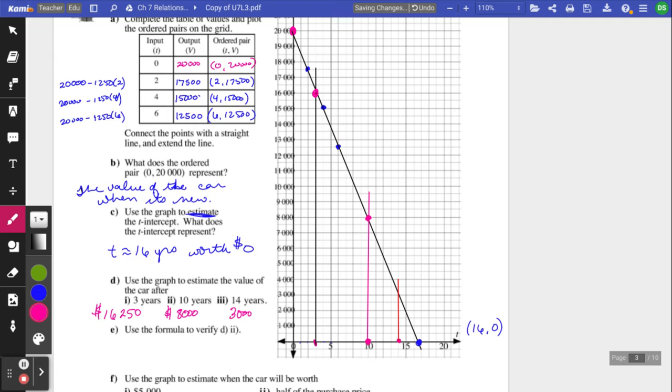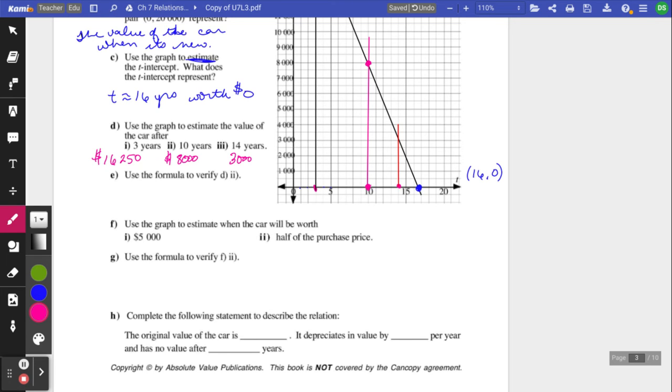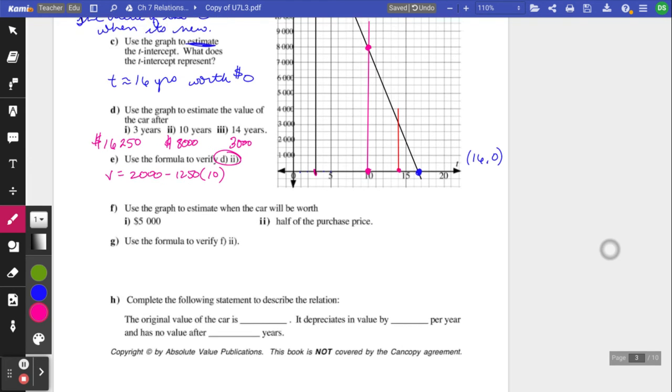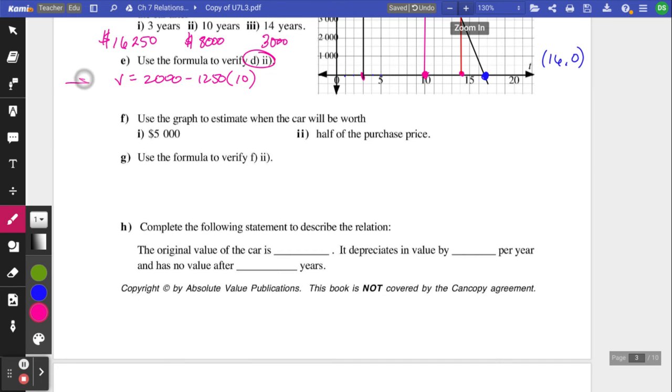Okay, now it says, use the formula to verify part two. So 10 years. We used our graph. I got 8,000. Let's use our actual formula and plug in 10 and see what I actually get. So my formula looked like this. V equals 20,000 minus 1250 times my time. So in part two, I've got 10 years there. You see what I'm doing? So someone do this math for me. 20,000 minus 12,500. What do you get?